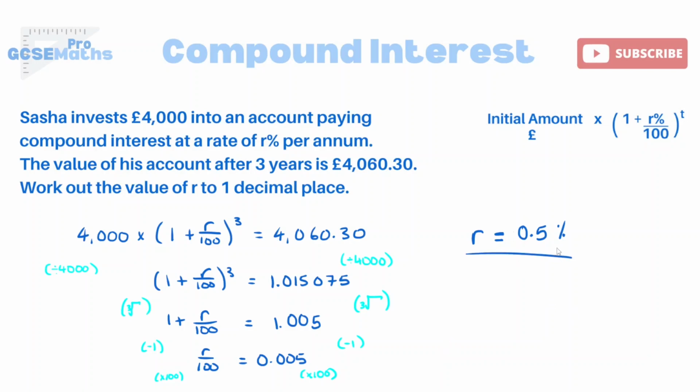So again, this is quite a common question. You might have to work backwards to find out the original interest rate, for example. Just set up the equation and then solve it as if it were a normal rearranging question.